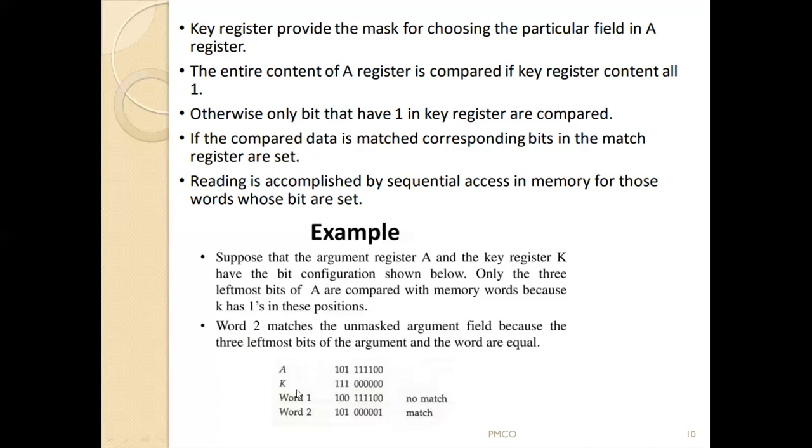Similarly, when you compare word 2 with A, the leftmost 3 bits of the argument register A are equal to the leftmost 3 bits of word 2. So then there is a match. So that's what he's saying: word 2 matches the unmasked argument field because the 3 leftmost bits of the argument, that means the A register, and the word are equal.